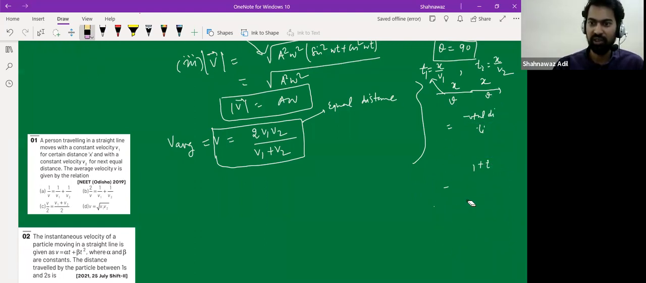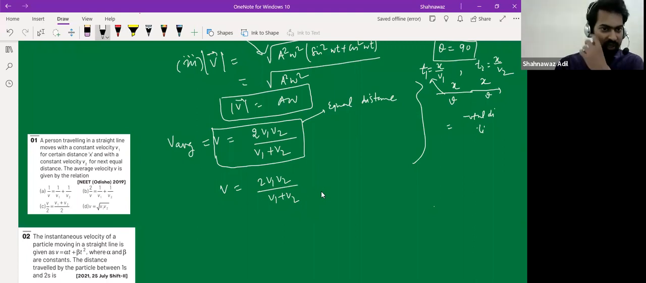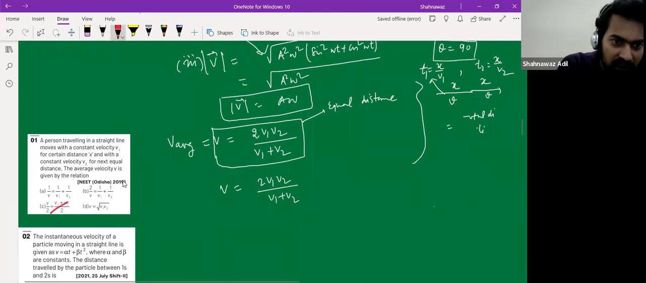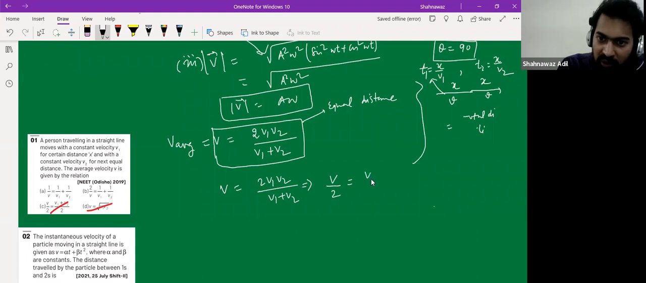And when you directly use this formula, this question is very simple. So your V is what? 2V1 V2 by V1 plus V2, right? And in here, this is not matching, okay? So this is discarded. And again, we don't have any square, so this is discarded. So these two look kind of similar, okay? So we'll have to solve these further. So this is V by 2, and this is V1, V2 by V1 plus V2, right?